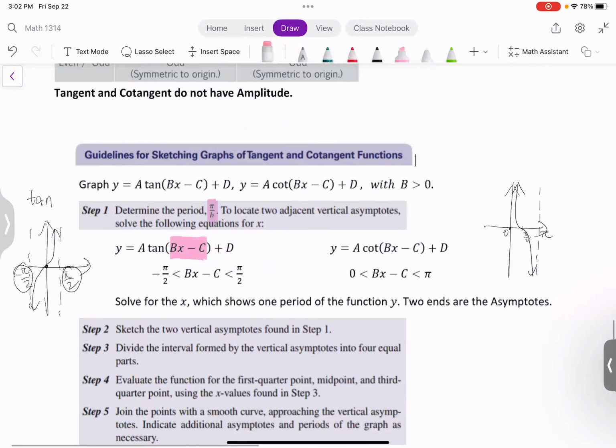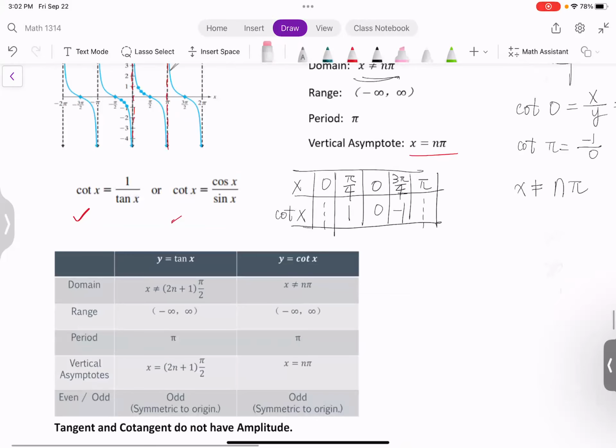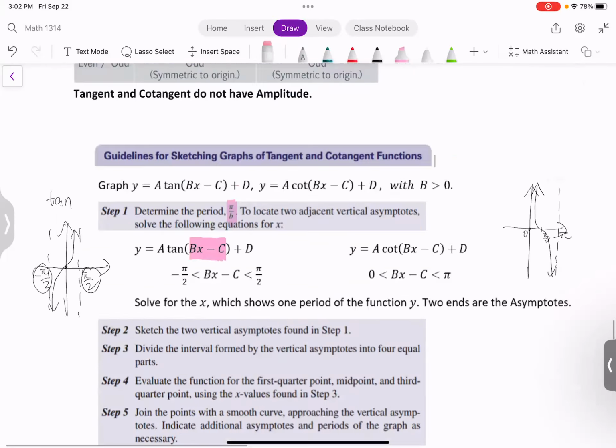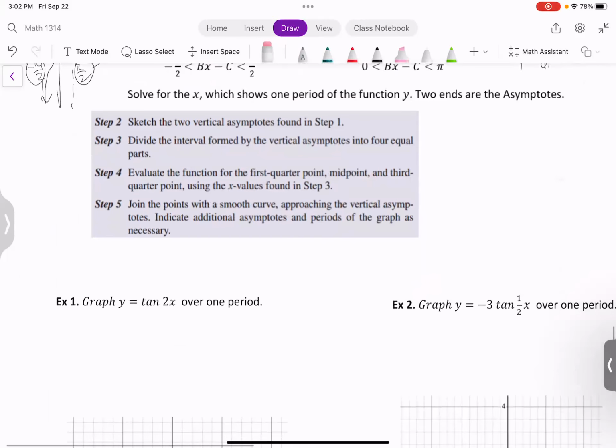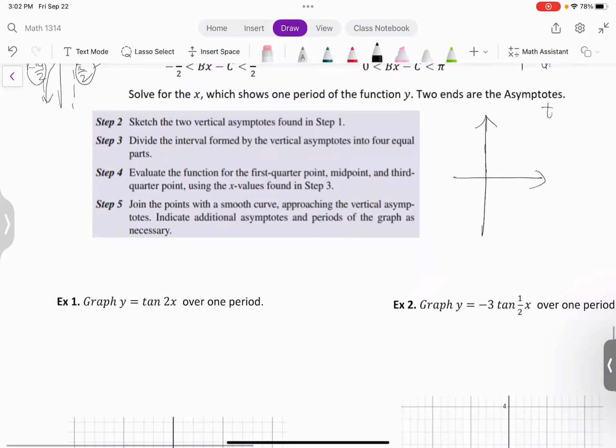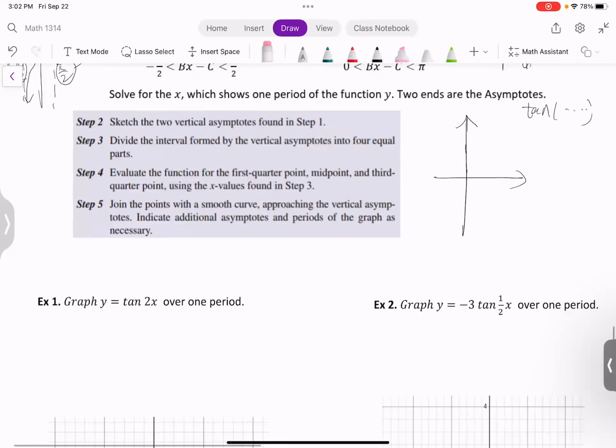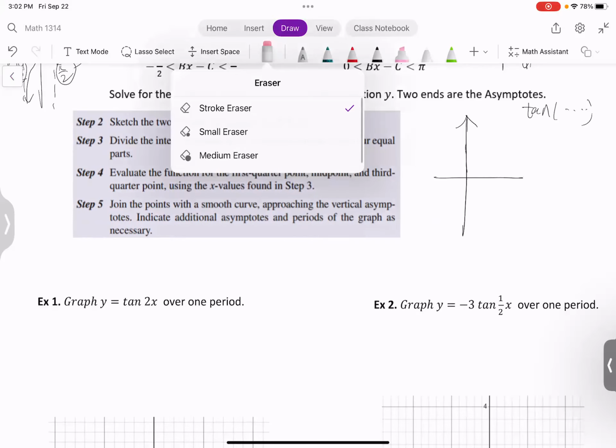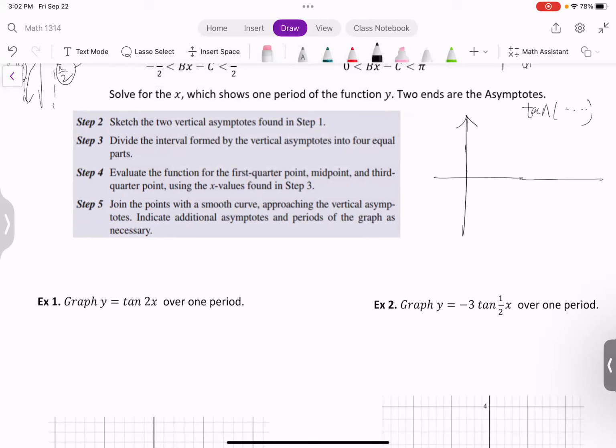Oh, so remember the table I mentioned? That's why I divide the full cycle into 4 equal parts. For example, this is the tangent function. I don't know which tangent, a very complex tangent function. I found the new full cycle. From the first step, I found the 2 vertical asymptotes here and here. So my graph will be like this, right?